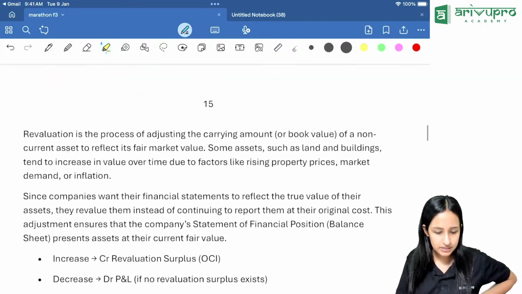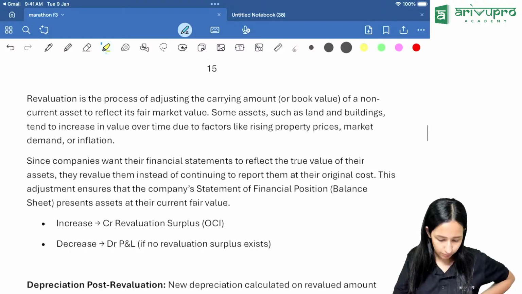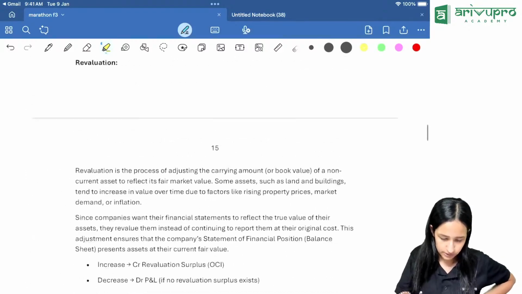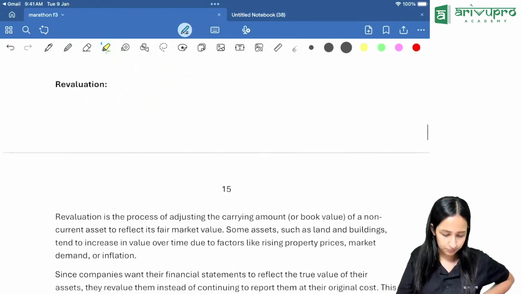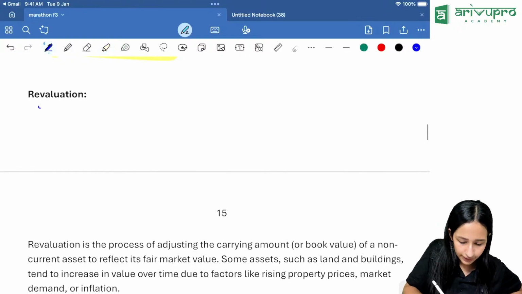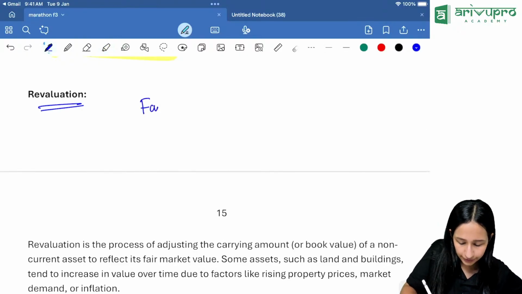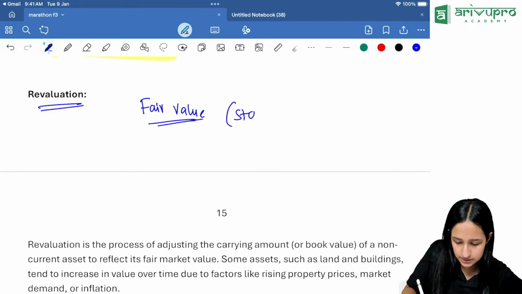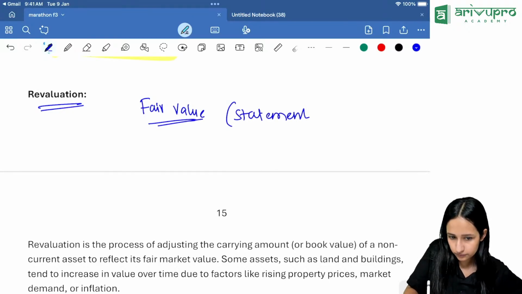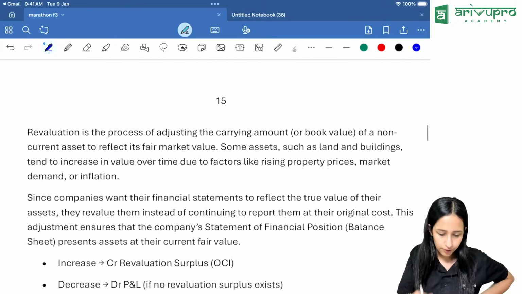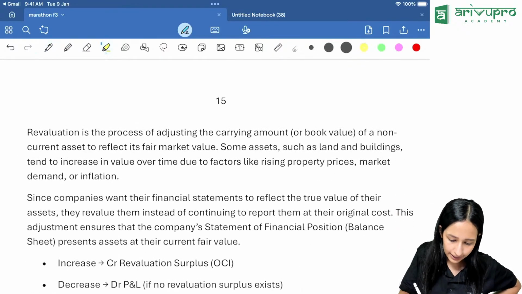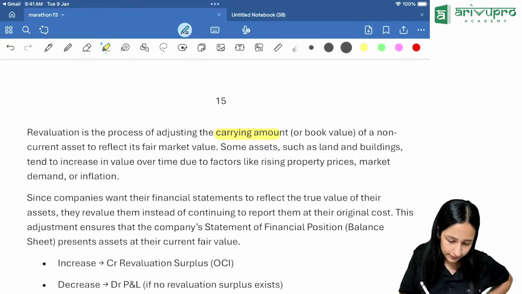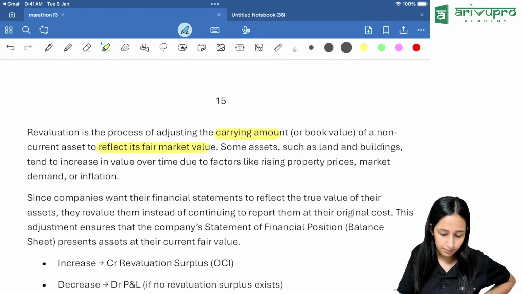That's it about depreciation. Now we'll go to this new topic called revaluation. With this we'll be done with that chapter as well. Revaluation is showing the fair value of an asset in the statements. How do you do it? It's a process of adjusting the carrying amount of a non-current asset to reflect fair market value.